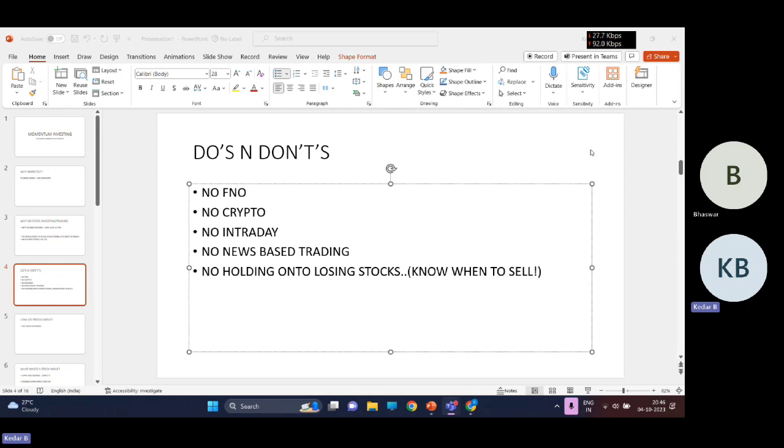Okay, so the probability of winning is what I've realized is against you in FNO. And FNO were originally hedging instruments. They were not meant to trade. They were meant to hedge against a crash or uncertain volatile movements.